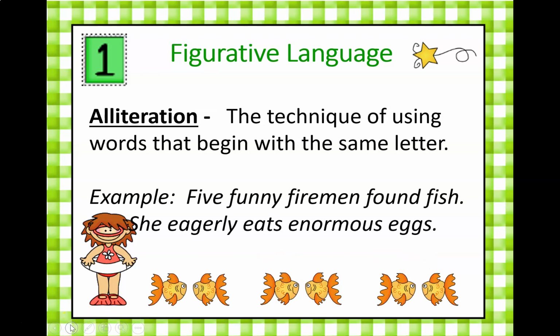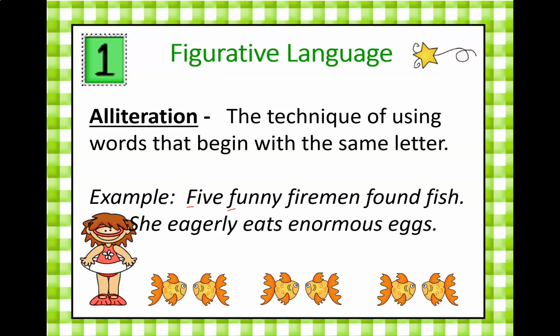And another cool thing is called an alliteration, which is actually going to lead you into your poetry style today. So an alliteration, it says it's the technique of using words that begin with the same letter. And it's just kind of fun because it gives it a pattern, and patterns in poetry are really awesome. So this says, five funny firemen found fish. Well, that's obviously, first of all, a sentence that's all starting with the letter F, but then what's kind of cool about it is to break down that sentence. So you've got five funny firemen, and they all found fish.